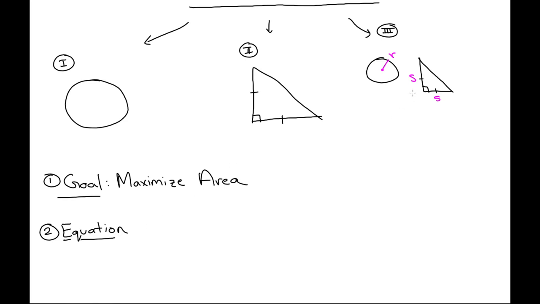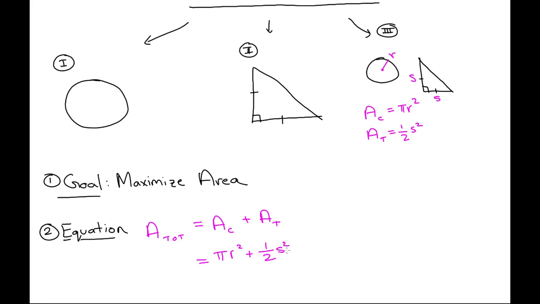So our equation, though, is asking for area. So let's find the area of each of these shapes. The area of the circle is going to be pi r squared. Okay. The area of this triangle is going to be 1/2 s squared. Where that comes from is 1/2 base times height. And since the base and the height are both s, it's 1/2 s squared. So our total area is going to be the sum of the area of the circle plus the area of the triangle, which gives us pi r squared plus 1/2 s squared.